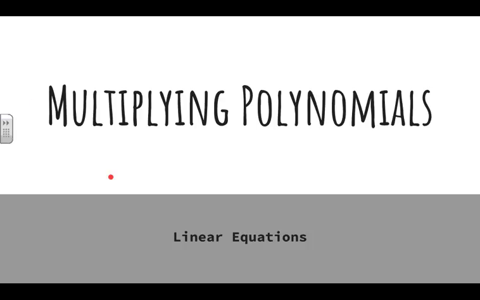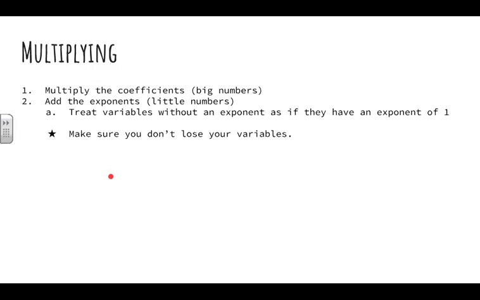All right, guys, so for my final video on linear equations, we're going to talk about multiplying polynomials. How do we do it? Most polynomials come with coefficients, which are the big numbers, and exponents, which are those little tiny numbers up in the corner. So what you're going to do is multiply all your coefficients, and add all your exponents.